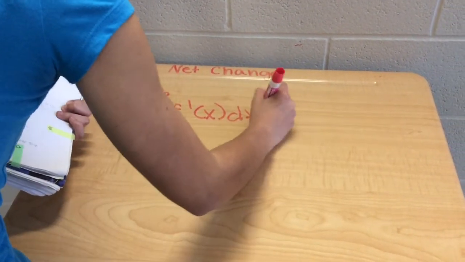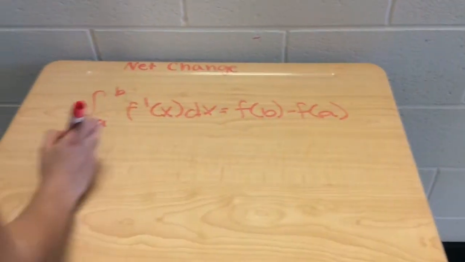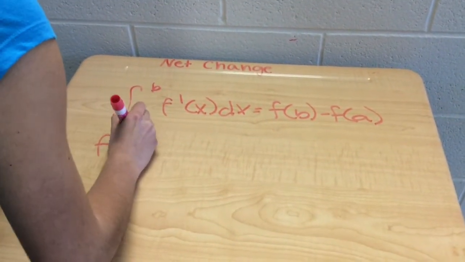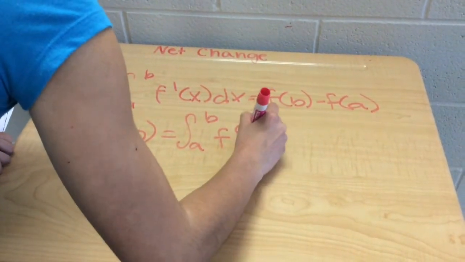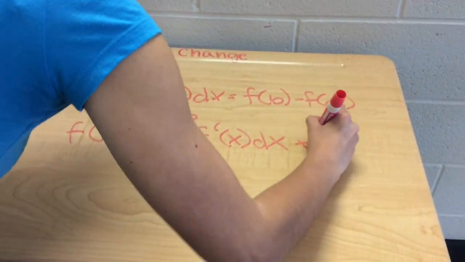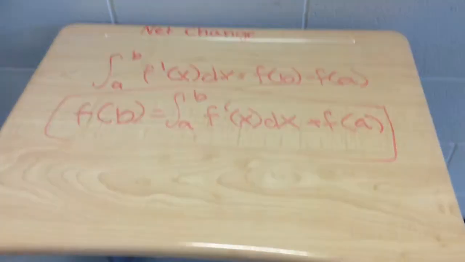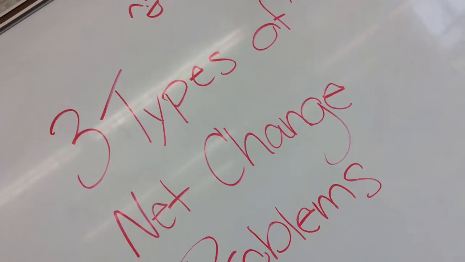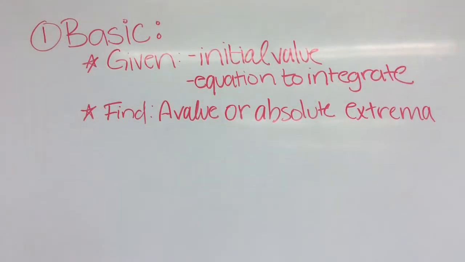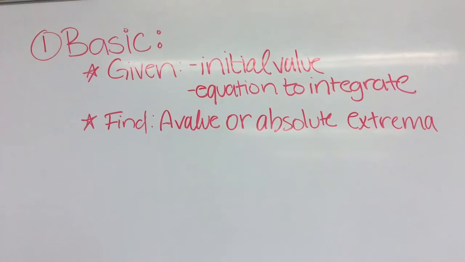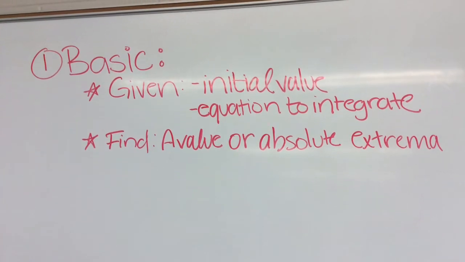The integral from a to b of f prime of x dx equals the f of b minus the f of a. Now, when you're only given the function and one value, to find the other value, you use the integral and then use the value given as shown. There are 3 types of net change problems. The first ones are basic, which give you an initial value, an equation to integrate, and they have you find a value or absolute extrema.